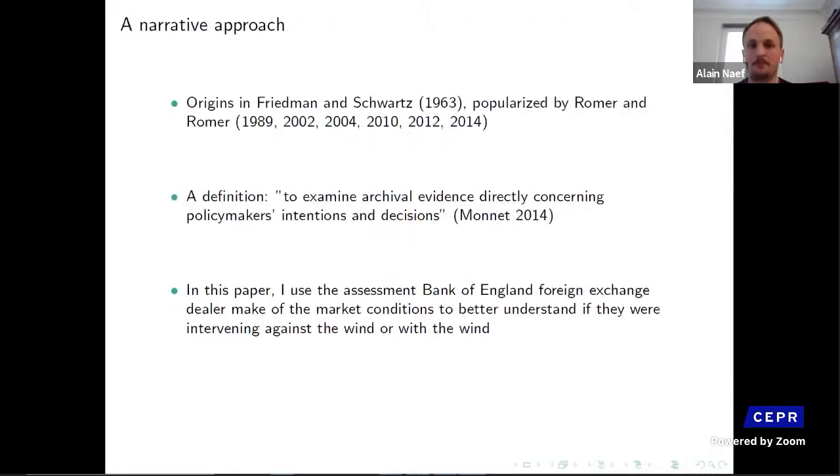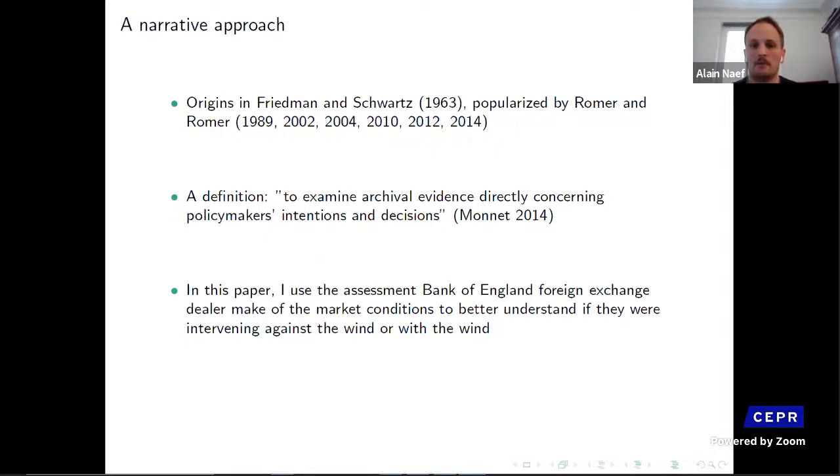But now I'm going to run you through the narrative approach to see if we can take these results and improve on them. And that's what we will do now. Narrative approaches are often dated back to Friedman and Schwartz, and then they really took off in the literature with the Romers. They have a lot of papers on this where they look at monetary policy. And so I think it's a very interesting approach.